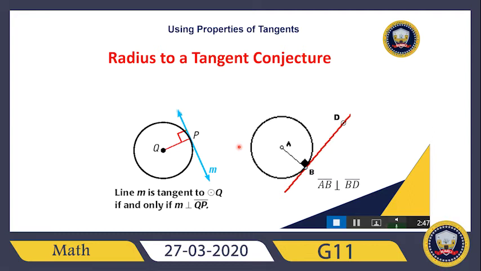As we said, the first property of the tangent is that we have a right angle between the radius and the tangent. So we cannot define a tangent without having this right angle. So once we see a tangent line and a radius, immediately, even if it's not given or declared, we can say that since this is a tangent, AB is perpendicular to BD. So the main property of the tangent is the right angle between the tangent and the radius.